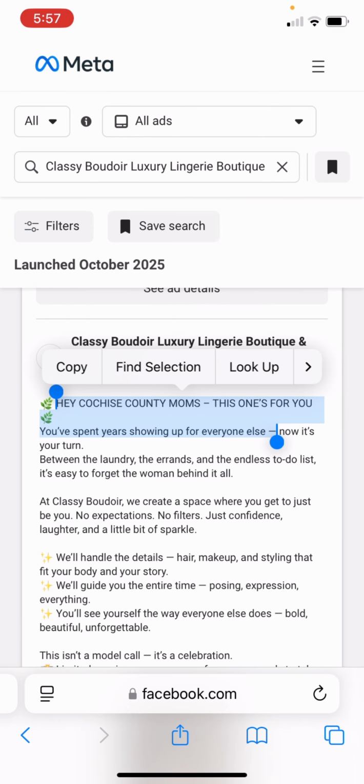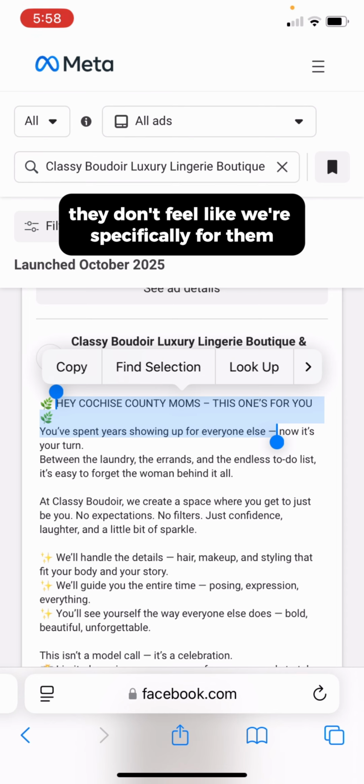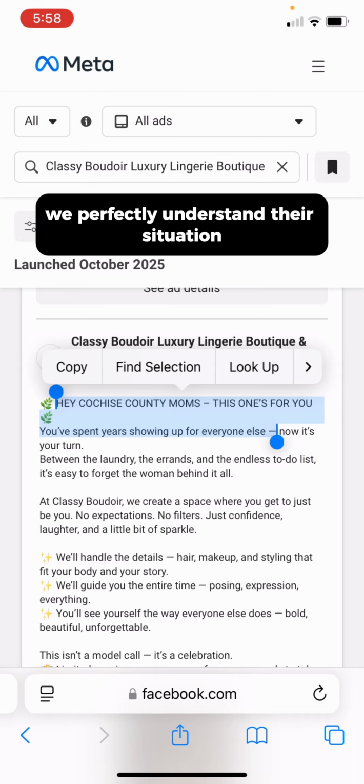You know, low bookings, not the right fit on the booking calls. They don't feel like we're specifically for them. They don't feel we perfectly understand their situation.